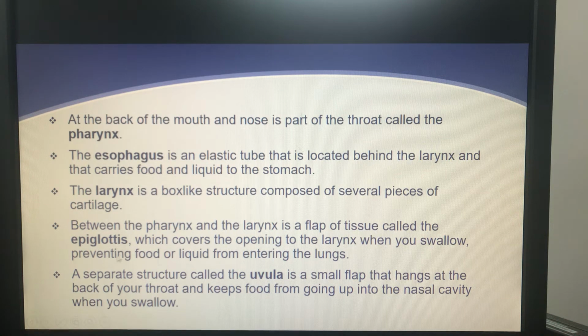Alright, and then a separate structure is called a uvula, and that's a small flap that hangs at the back of the throat. If you open your mouth real wide, you see that little flap, like a piece of skin dangling down, that little ball dangling down, that is your uvula. It's at the back of the throat, and it keeps food from going up into the nasal cavity. So you don't want food coming up.